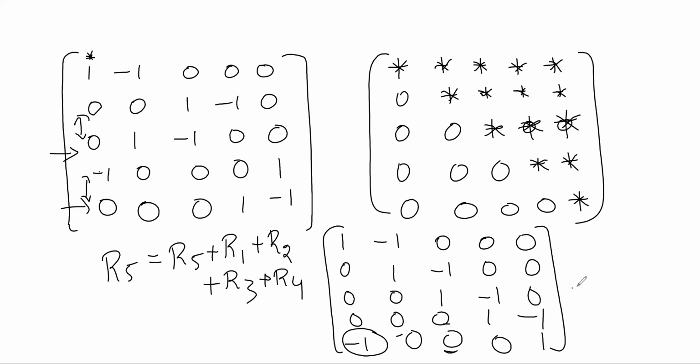Just to check, all the elements in the fifth row will become 0. So then you will get the number of non-zero rows as 4. Therefore, the rank of the matrix will be 4. Is it right? Understood? Is it easy? Yes, sir.